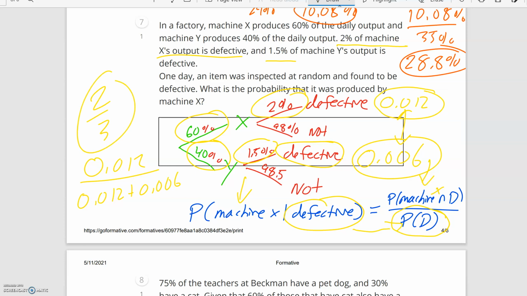So it's quite likely that if it was defective, it's going to come from machine X, which logically, if you think about it, more is produced from machine X, right? And there's slightly more defective coming from there. So that makes sense why that would have a larger probability for machine X. There you go.